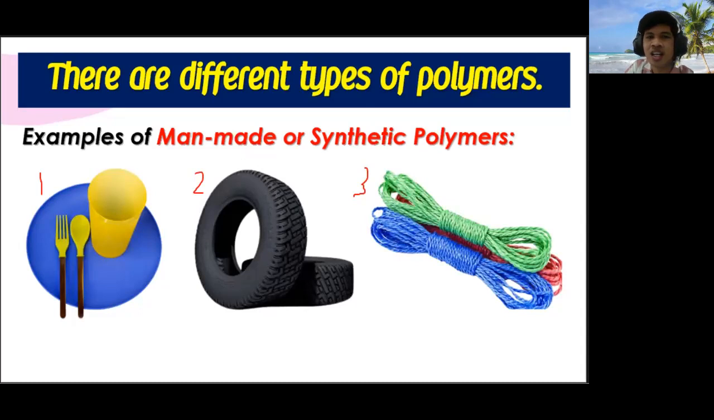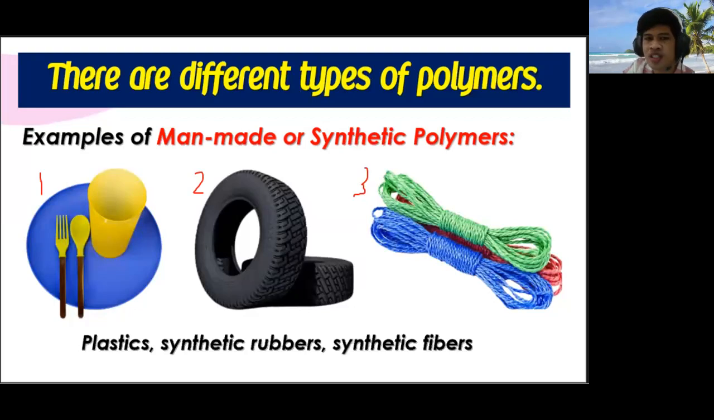Okay, so these are examples of man-made or synthetic polymers, which are synthesized or made either in the laboratory or in the factories. So we have the first one, plastics, right? Plastics, synthetic rubbers, such as this one, and synthetic fibers. Do you know what they are made from? Plastic, synthetic rubbers, and synthetic fibers. They are the byproducts of petroleum refinery. They are from fuels.